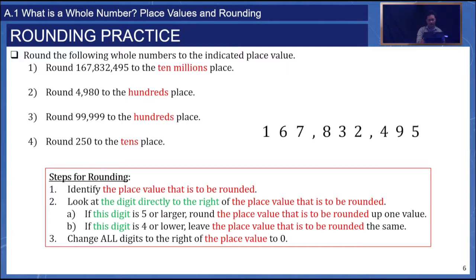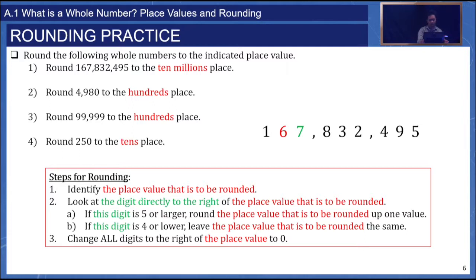So you have the number. Again, first you need to know what place value is to be rounded, and they tell you what it is. It's 10 millions. So the number that's in the 10 millions place would be the 6. So you know where the place value is. Now you look to the number to the right of that, which is 7. Now you ask yourself, is 7 5 or larger or 4 or lower? And you would say 5 or larger.